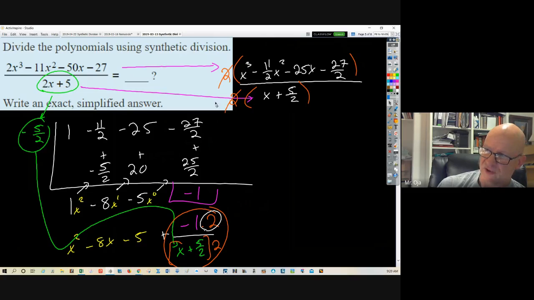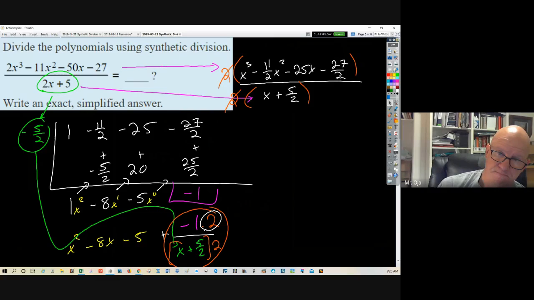Does that make sense? Because I factored that out. Okay. So on the top, what would I get? Well, 2x cubed divided by 2 is just x cubed. Negative 11x squared divided by 2 is negative 11 halves x squared. Negative 50x divided by 2 is negative 25x. And negative 27 divided by 2 is negative 27 halves.